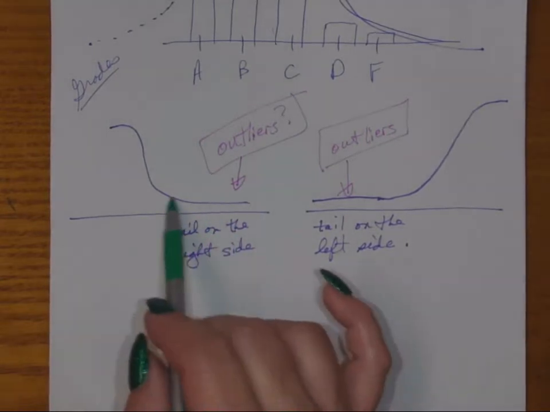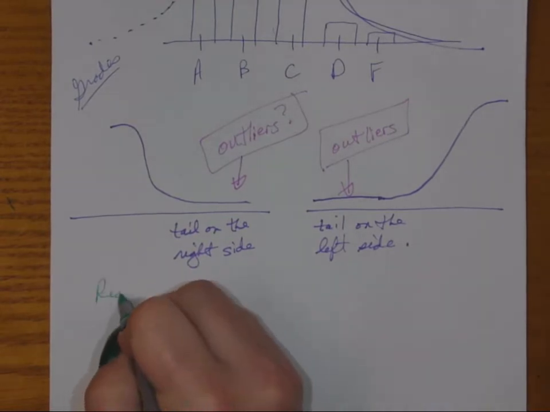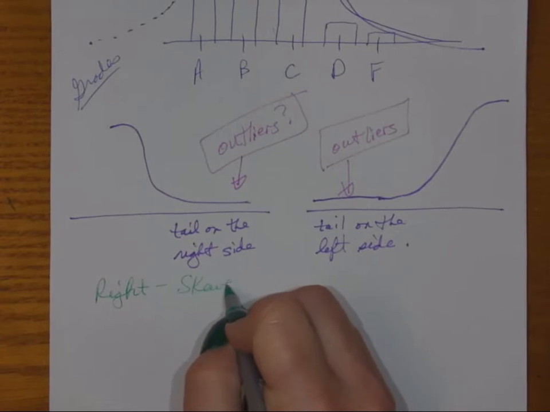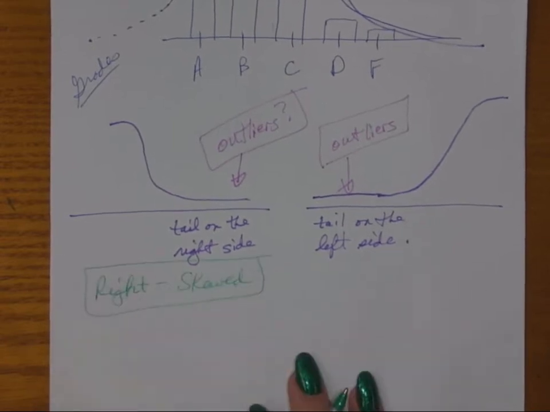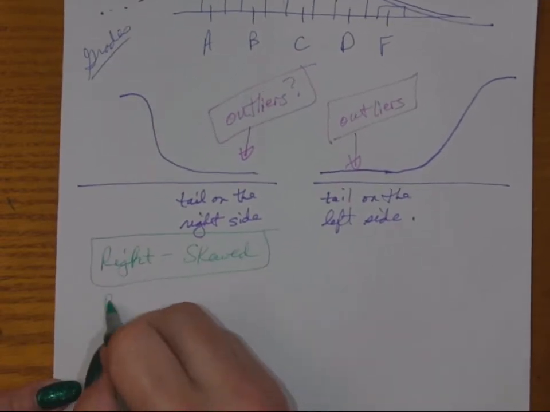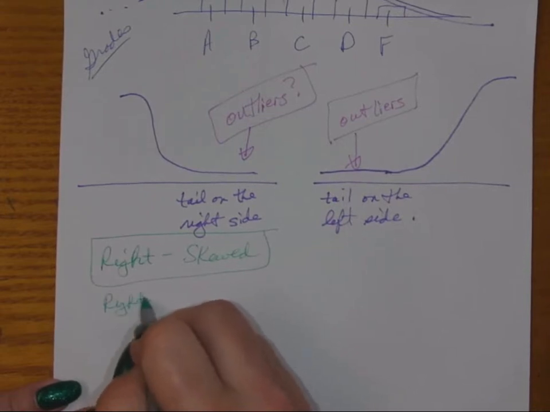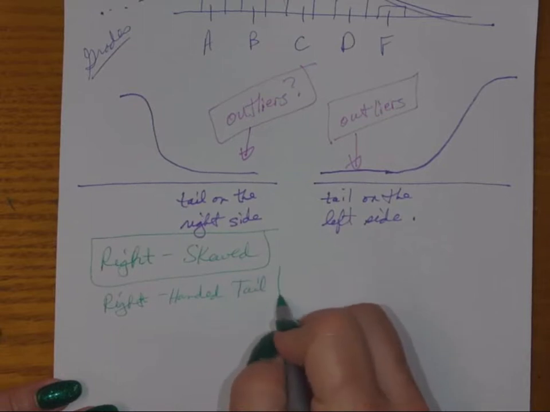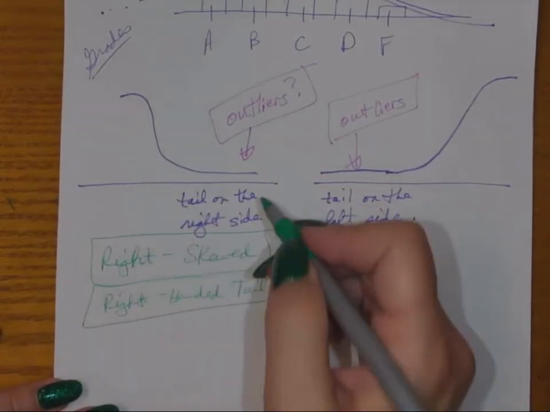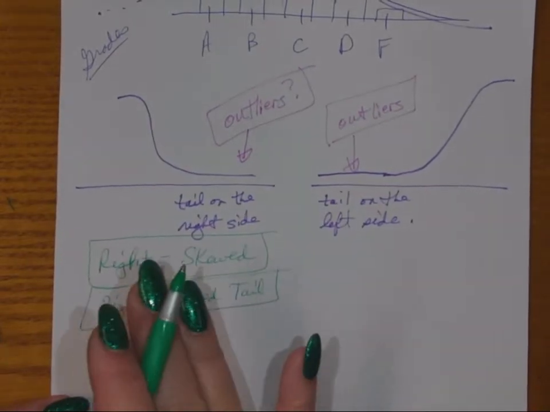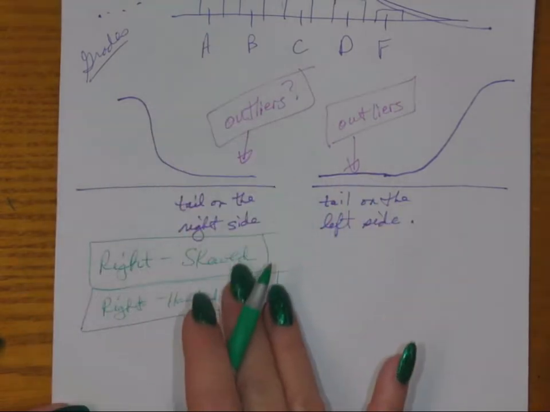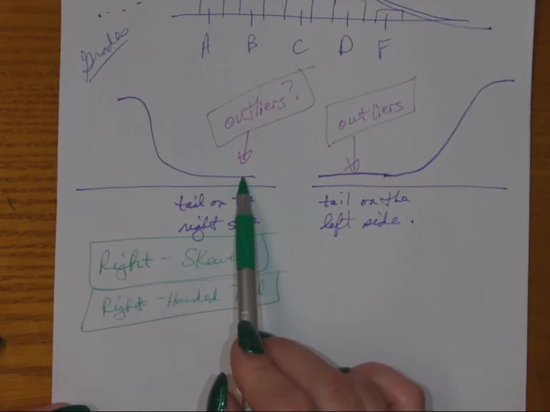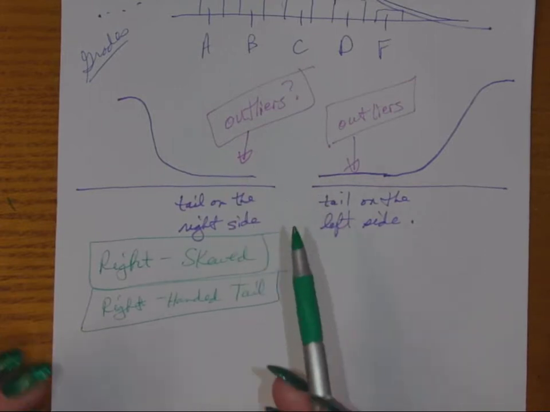So this guy right here is right skewed. Or some people might say it has a right-handed tail. Tail, like, you know, the tail of a cat. That's this end that's just coming out. So what you're looking for when you want to talk about skew is you're looking to see which direction the tail is. Is it on the right-hand side of the data or the left?